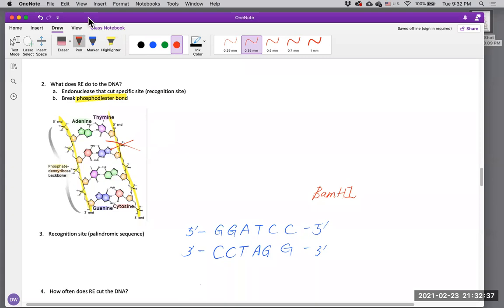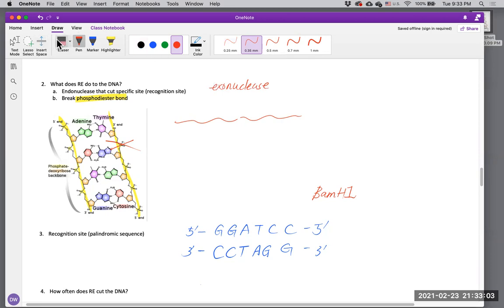So restriction enzyme is considered an endonuclease. If we have a DNA strand over here, restriction enzyme can cut this DNA right in the middle. So this is called endo. The opposite to this is called exonuclease. We have seen exonuclease when we discussed the replication mechanism.